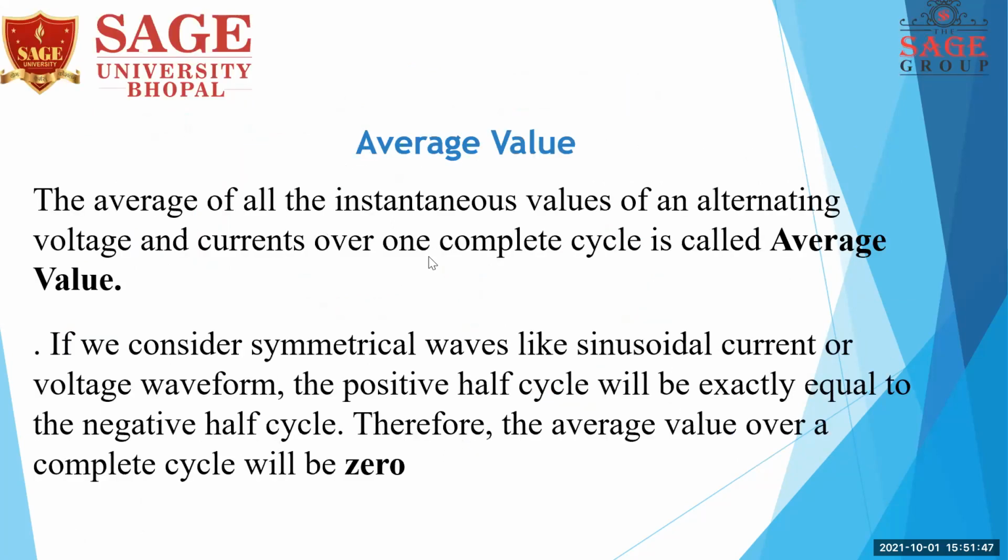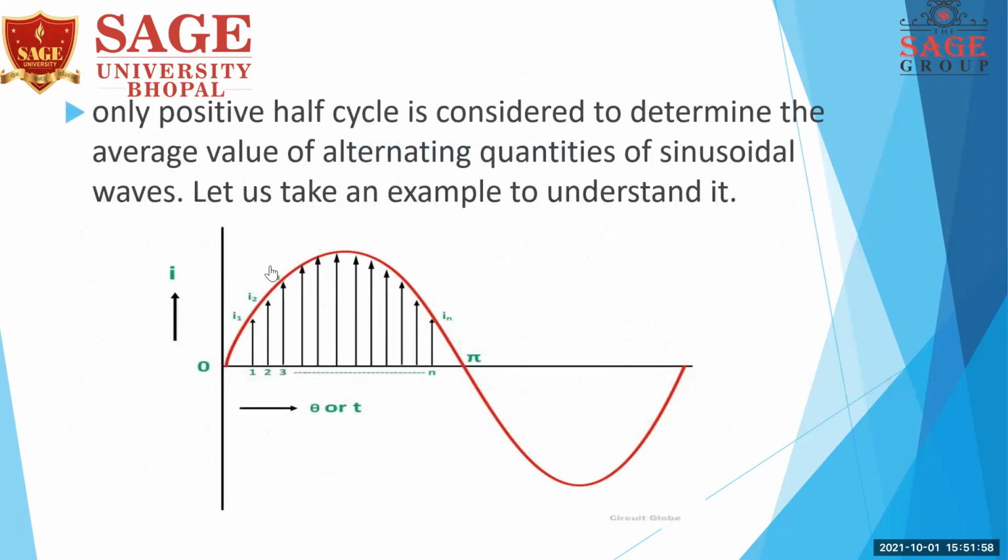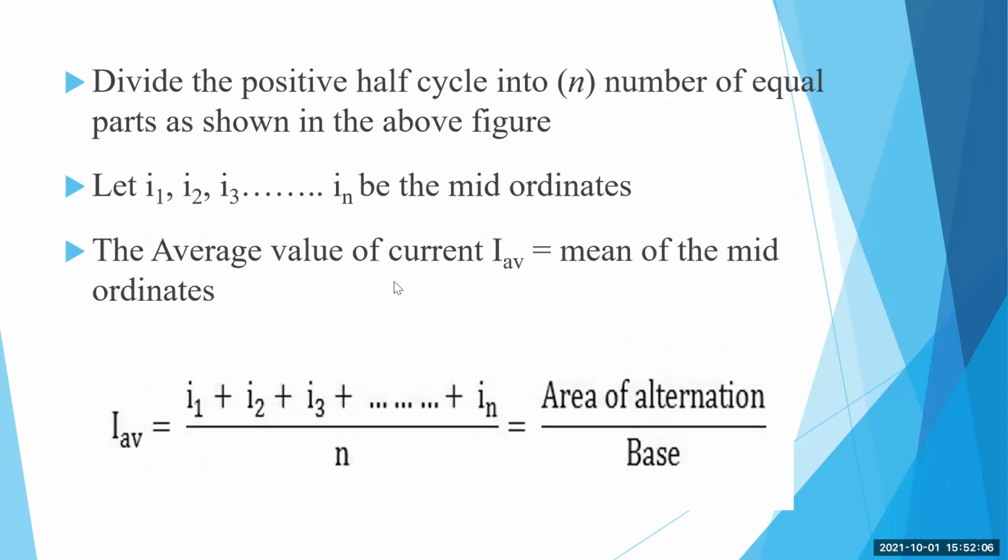Average value: the average of all instantaneous values of alternating voltage and current over one complete cycle is called the average value. Here in the waveform, every instant of time defines the average values. The average value is the sum I1, I2, I3, up to In, upon n. This average value is equal to the area of alternation upon base.